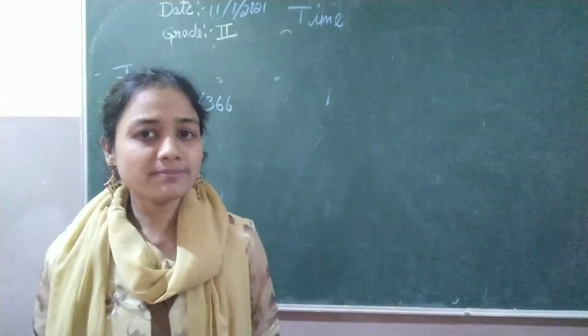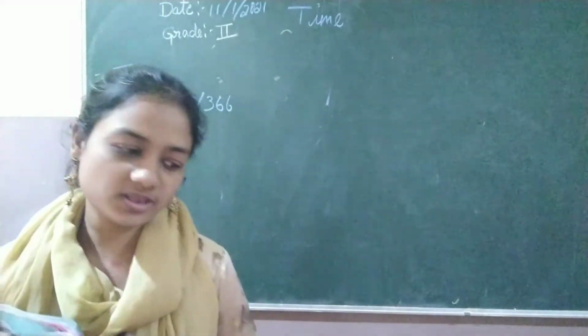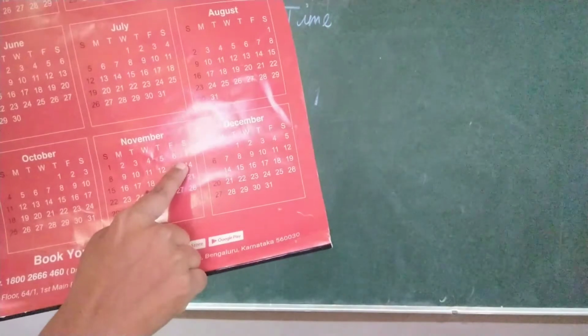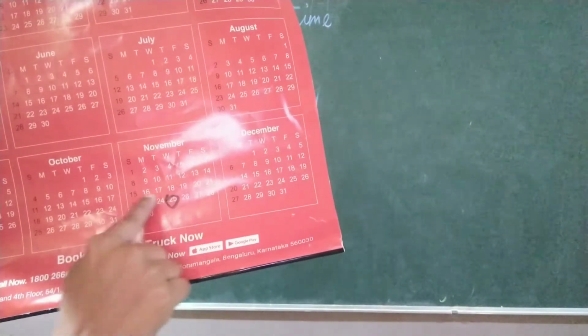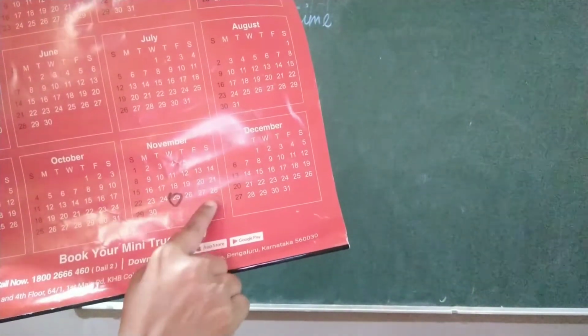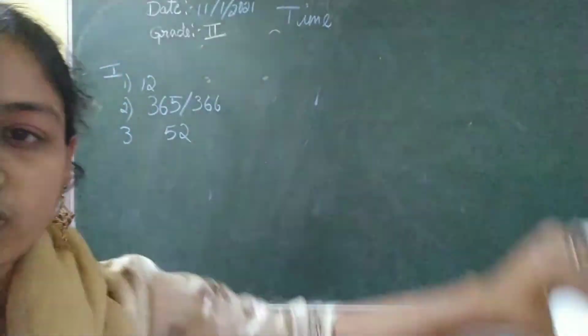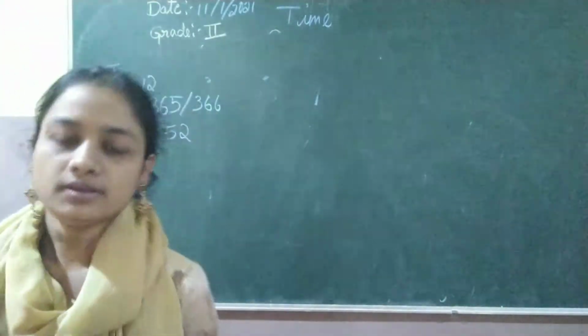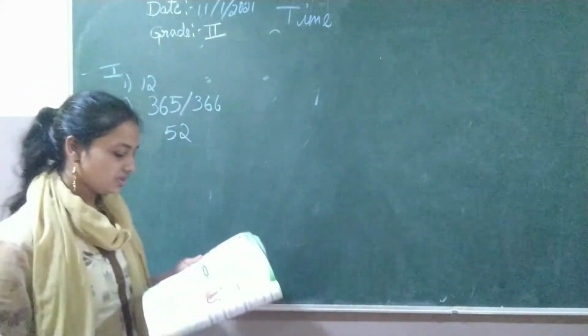So what about in 1 month? In 1 month, how many weeks will you have? So see here children, in 1 month, first week, second week, third week, fourth week. So almost you will have 4 or sometimes 5 in 1 month. Okay. So let's go for the next question.